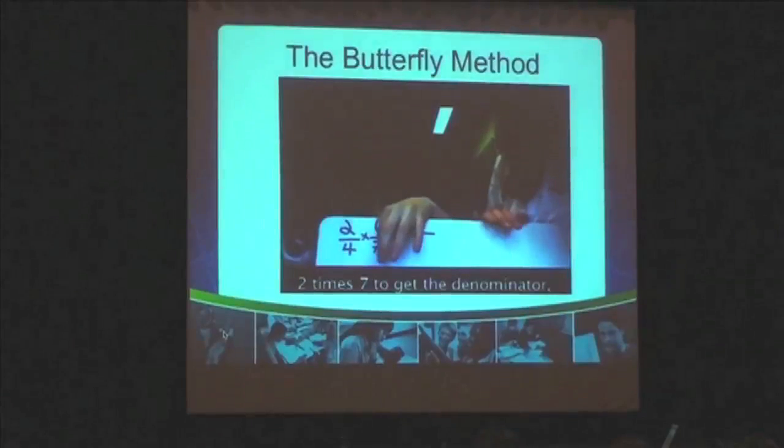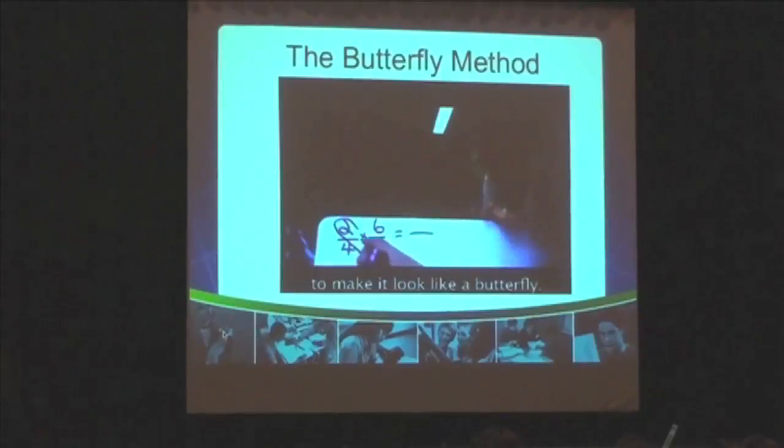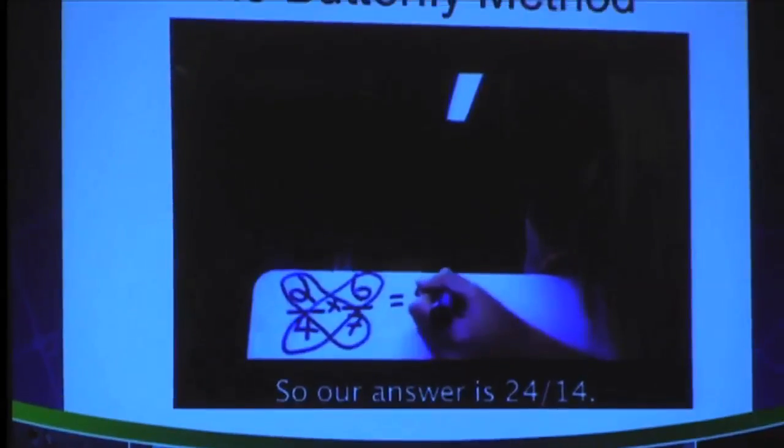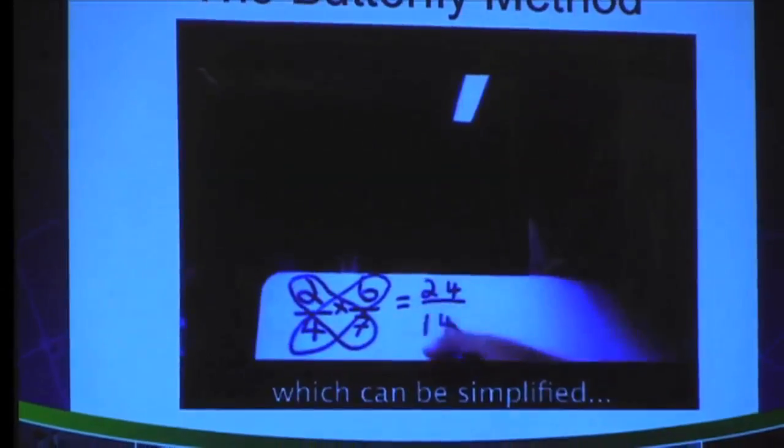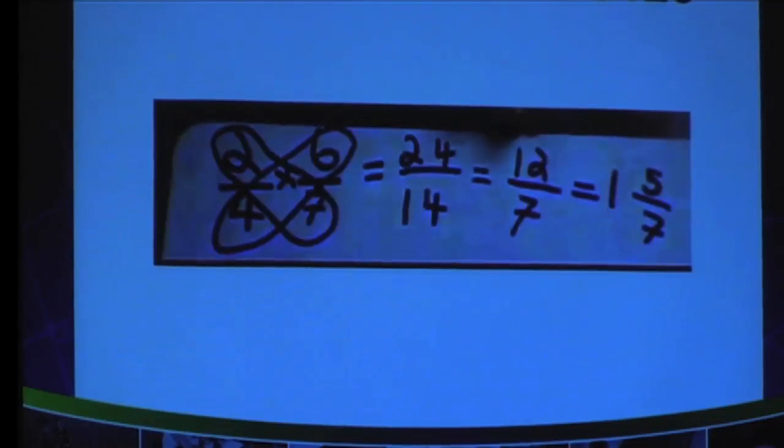2 times 7 to get the denominator. So make your long little loops to make it look like a butterfly. See, isn't it a butterfly? That's why I call it that. So our answer is 24/14ths, which can be simplified. We'll see the rest right here.